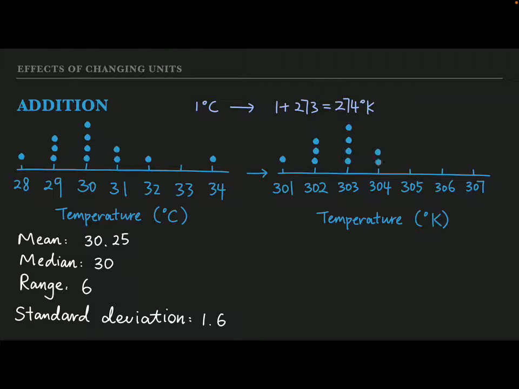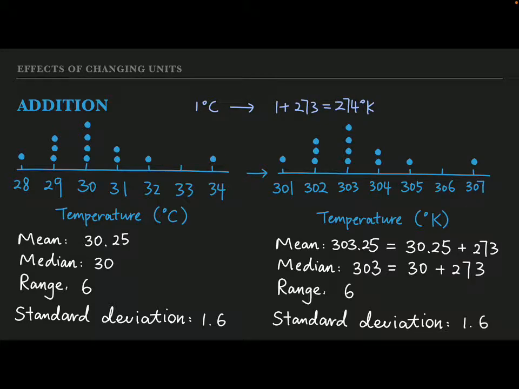Again, we will calculate the mean and the median, range, and standard deviation. What we will find is that the mean and the median are exactly the original value plus the constant 273, while the range and the standard deviation stay the same. And this makes sense, because we are essentially translating this whole graph on the left 273 units to the right.